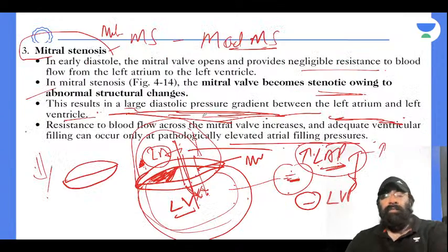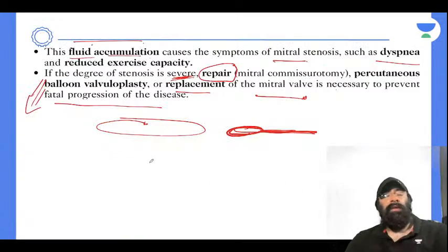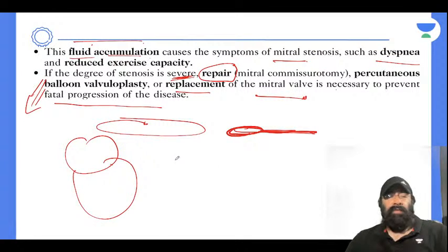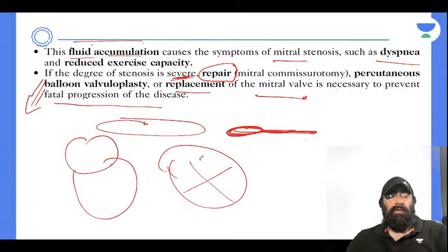Fatal progression means, if at all, what happens slowly on the left side of the heart. If this is the heart, this is the mitral valve, which is not really opening. It should be like this, but it is basically stenosis, only half of this is open. So here the left atrial pressure will increase, and slowly, first there will be left atrial dilation, right?